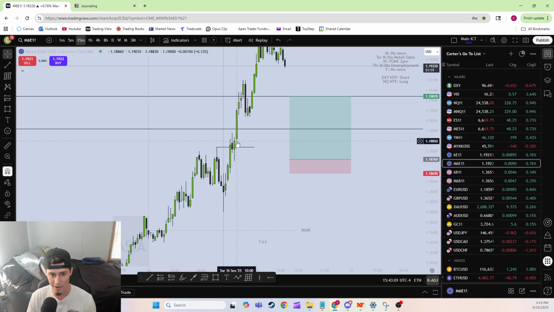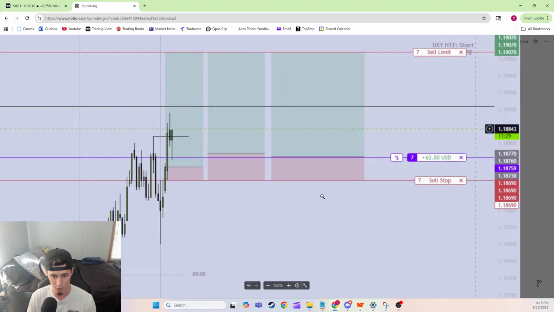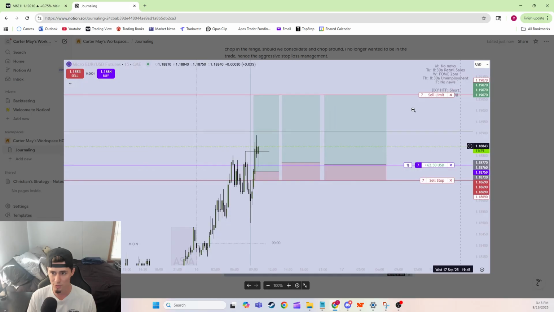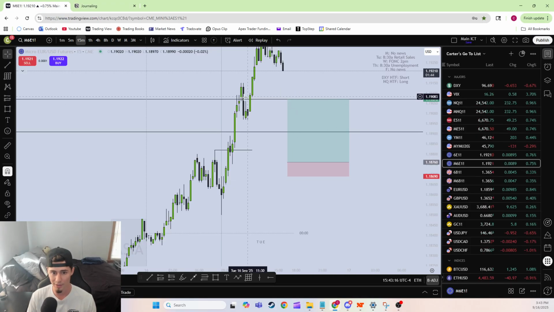All we're looking for in that next hour is just pure continuation. And man, is that what we got. At 10:15, this is the exact candle I got out on. I had a limit, as you can see over here in the journal. My limit was set at 1.19070, and that's where I ended up getting out.